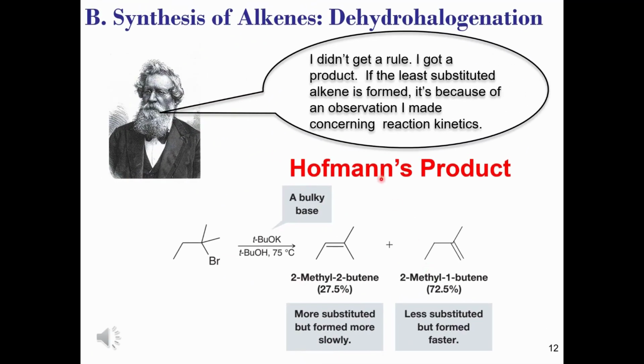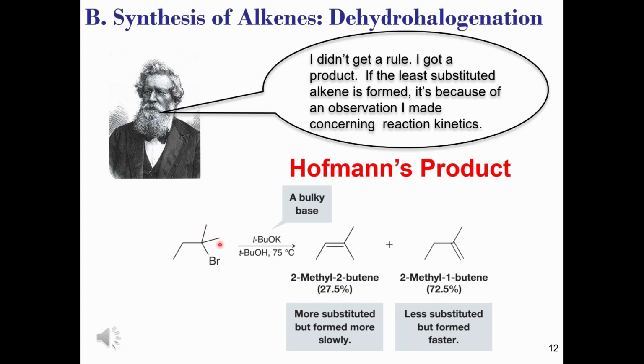Hofmann, unlike Zaitsev, didn't get a rule named after him. Technically, these products are really just non-Zaitsev products. However, as a result of Hofmann's study of reaction kinetics during a specific experiment, less substituted alkene products are named after him. Due to steric interactions, a bulky base such as potassium tert-butoxide cannot readily abstract the proton that would lead to the Zaitsev product. In these situations, a less sterically hindered proton is preferentially abstracted instead.